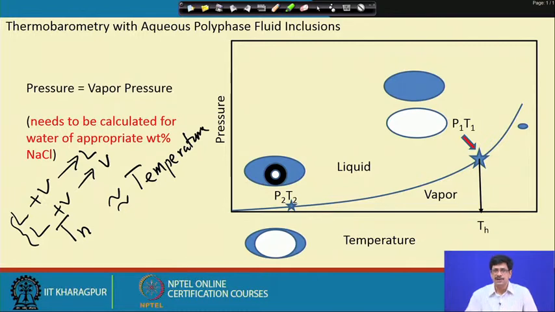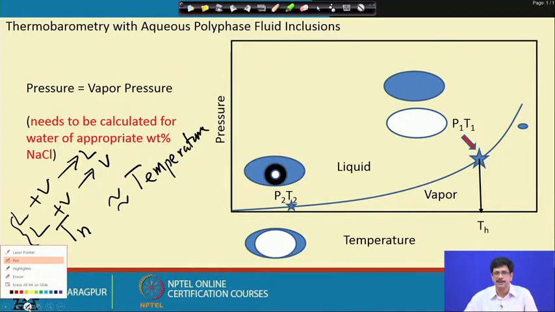So, the necessary condition is that these two inclusions have to be coeval primary. They may also be made in cases where secondary ones belonging to the same generation can also be utilized. They have to be coeval, and the temperature of homogenization of these two inclusions, one to the liquid state and the other to the vapor state, has to take place at the same temperature, at least within the acceptable uncertainty limit of plus minus 1 degree Celsius.